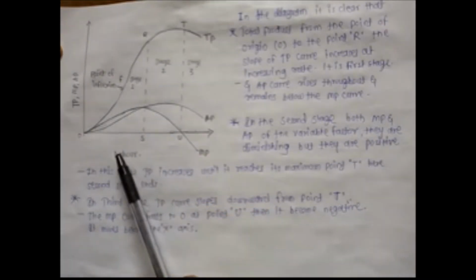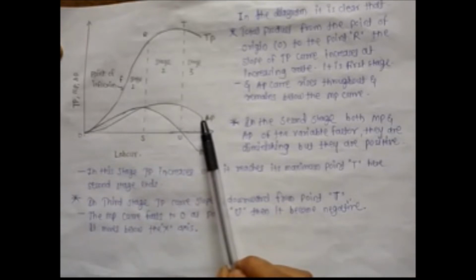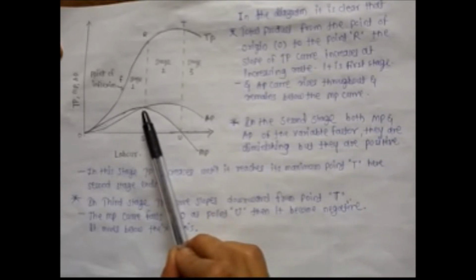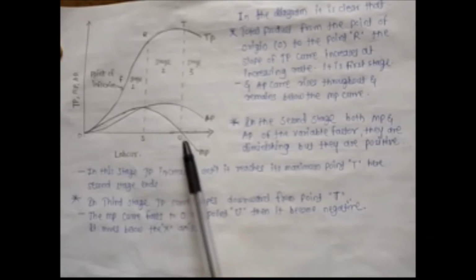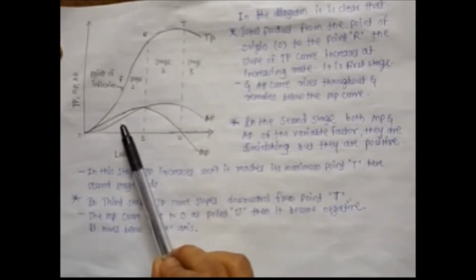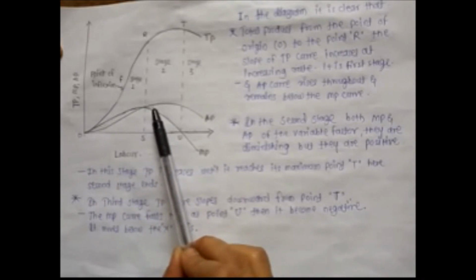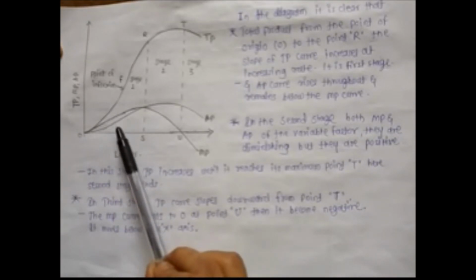And here, the average product curve. In this stage, the average product curve rises throughout and remains below the marginal product curve. See here, the average product curve rises, but it remains below the marginal product curve.